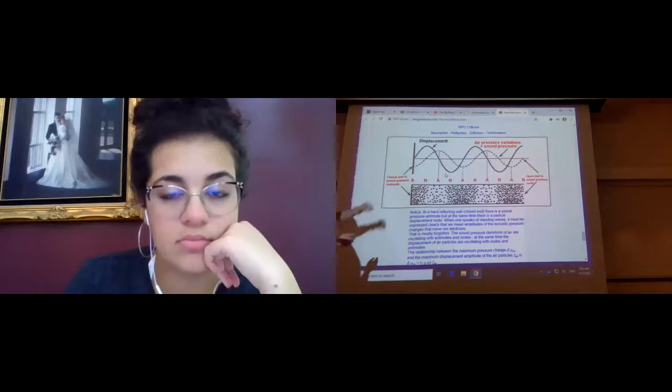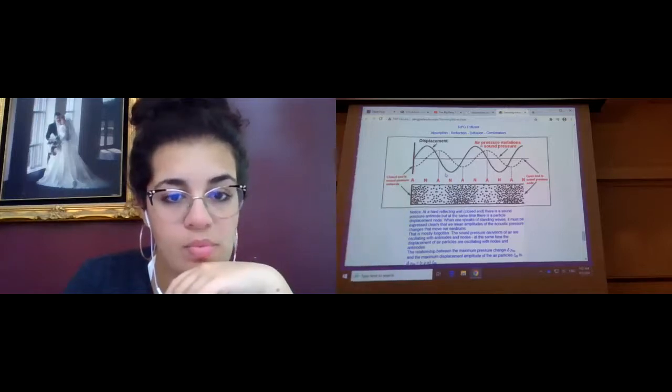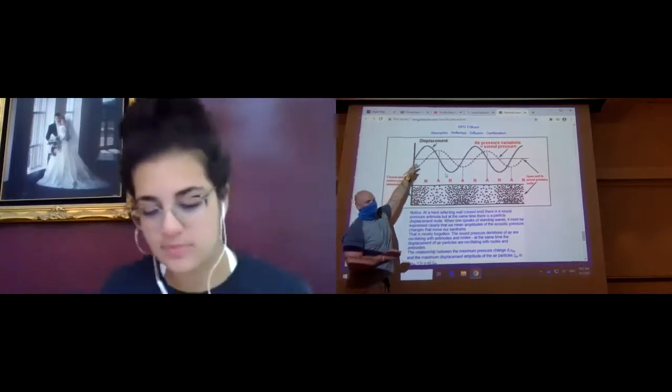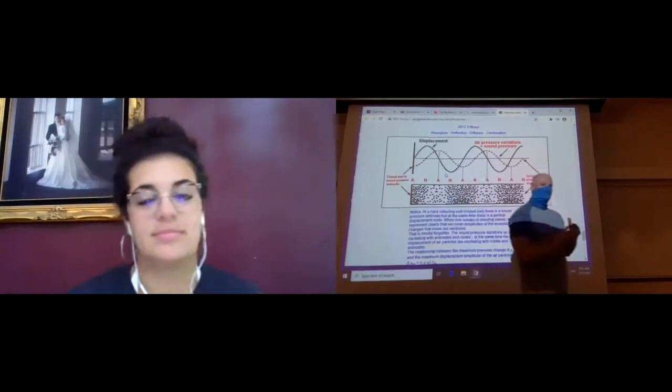Those two things turn out to be 90 degrees out of phase from each other. So when I have zero displacement, I have maximum pressure deviation, and when I have maximum displacement, I have zero pressure deviation. These two things are just out of phase from each other by 90 degrees.